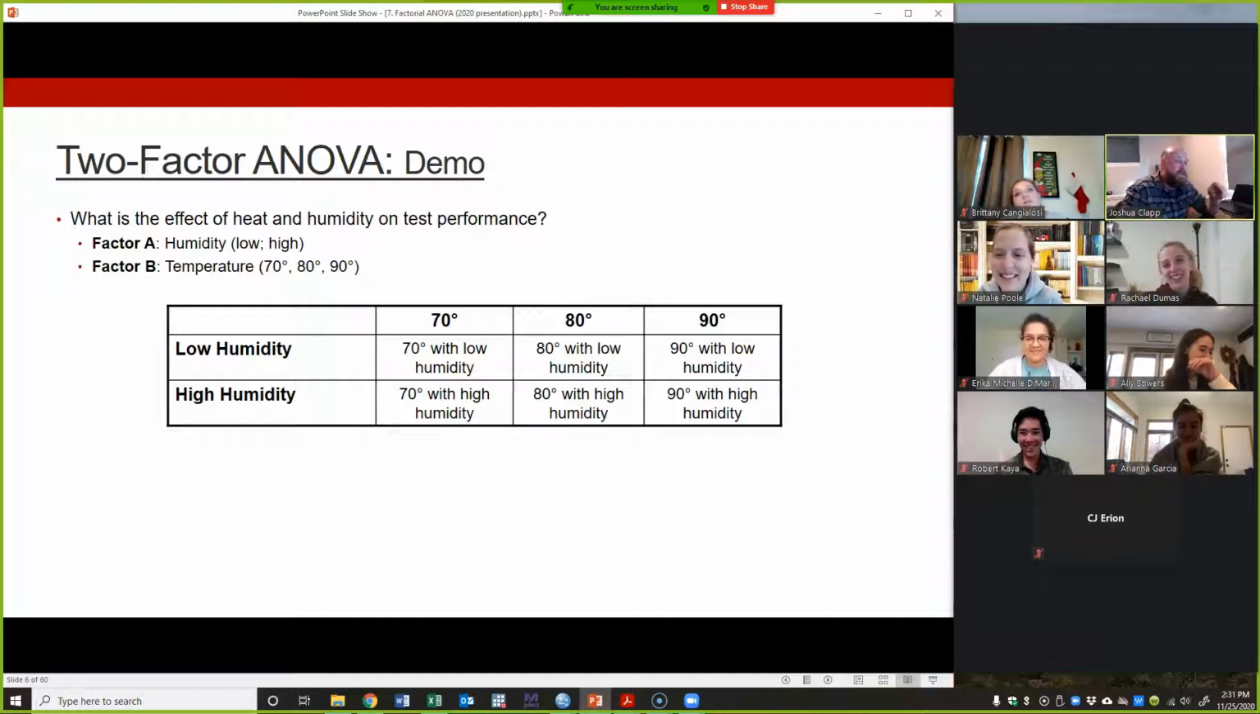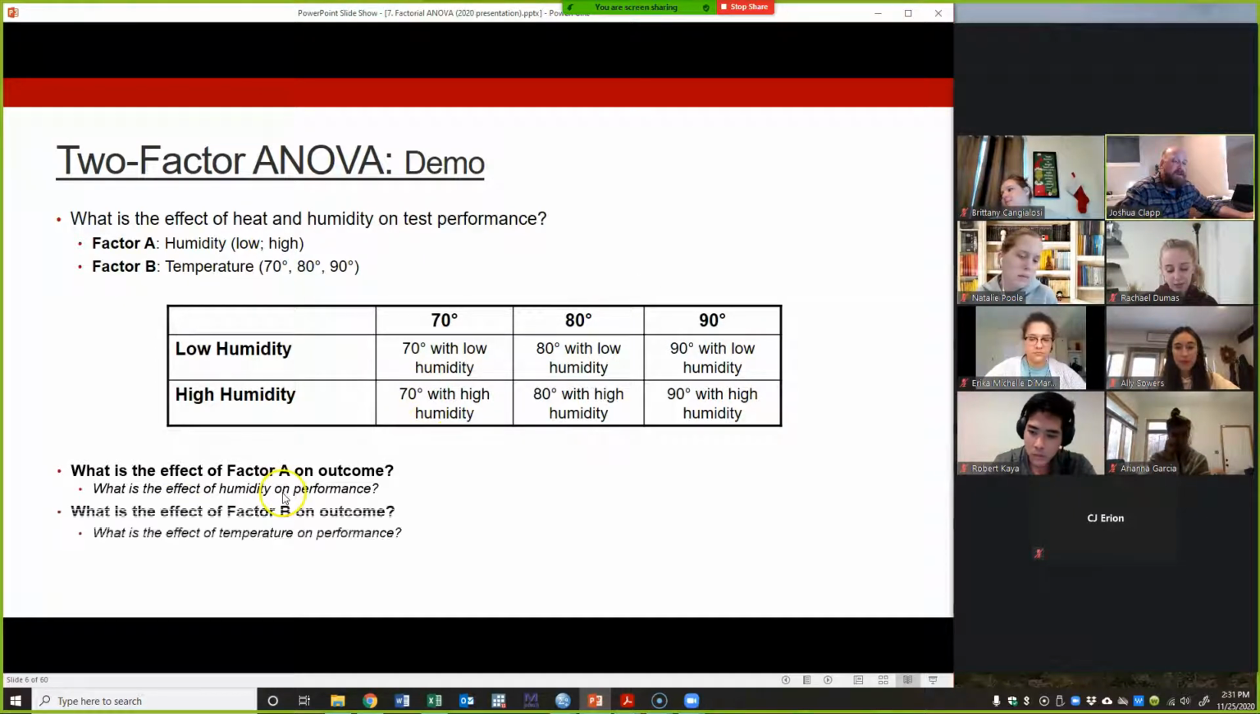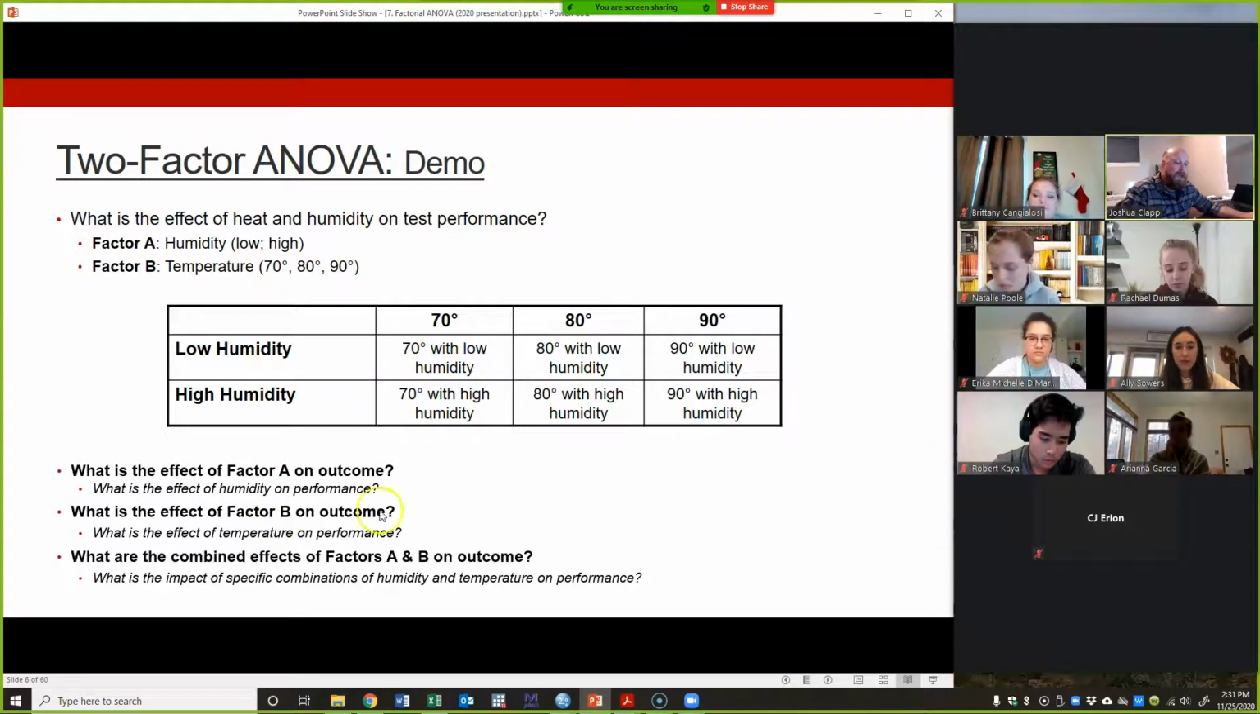Anyway, thinking about the combination of humidity and temperature on performance, we've got two factors. We've got humidity, which we'll call our factor A, although it doesn't have to be. So we've got 2 levels to our factor A, 3 levels to our factor B, and what we're doing is looking at both the main effect of factor A on outcome, the main effect of factor B on outcome, and then whether, above and beyond the main effects, the specific combinations of A and B influence performance.